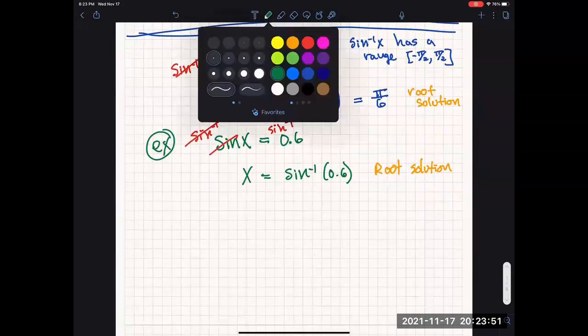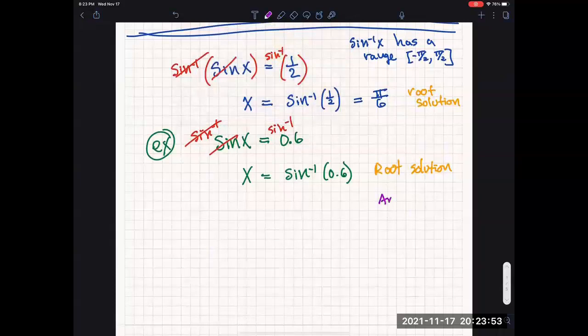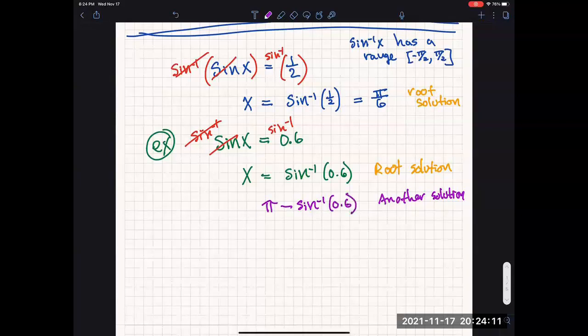Let's change colors again here, maybe too many colors here. I'll have another solution by taking pi and subtracting whatever the angle was provided by sine inverse of 0.6. And I could punch those on a calculator and get some decimal numbers. I won't get nice radian measurement angles, but I'll be able to get these solutions. And so these will be the two solutions that occur within one 0 to 2 pi circulation on the unit circle.